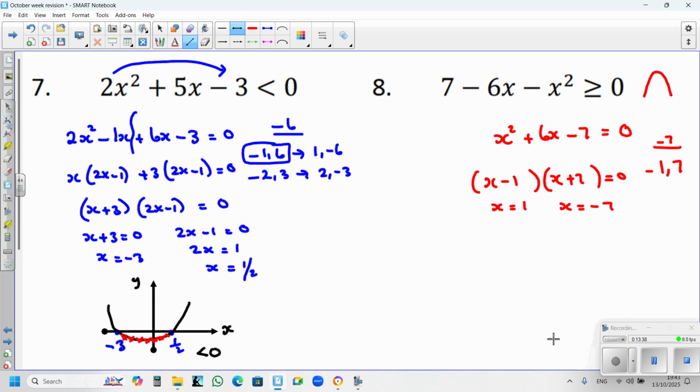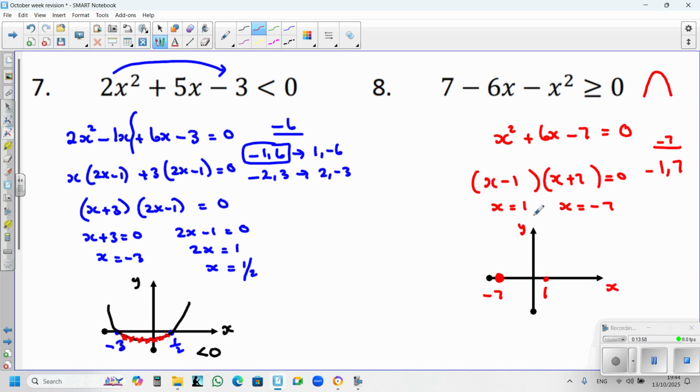Draw down your graph again. Put in your roots. So we've got a root at 1 and one at -7. So there's the -7 one at the negative side, and then we've got a wee one at 1. Not drawn to scale, but it doesn't matter. So x-axis, y-axis, it's a negative x squared. So remember, we're drawing the unhappy one.